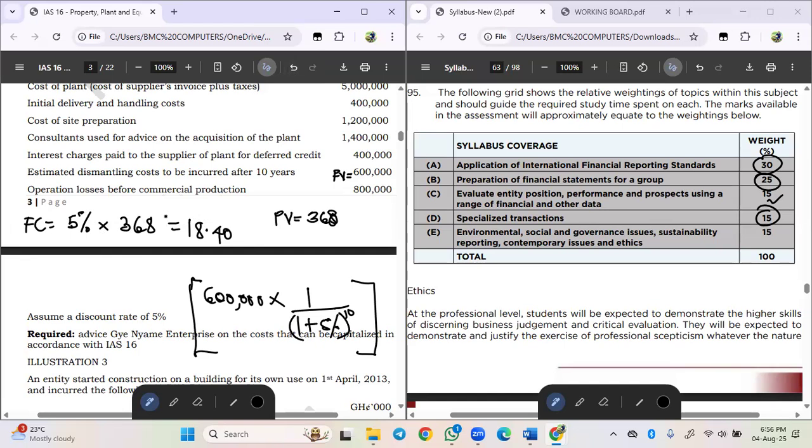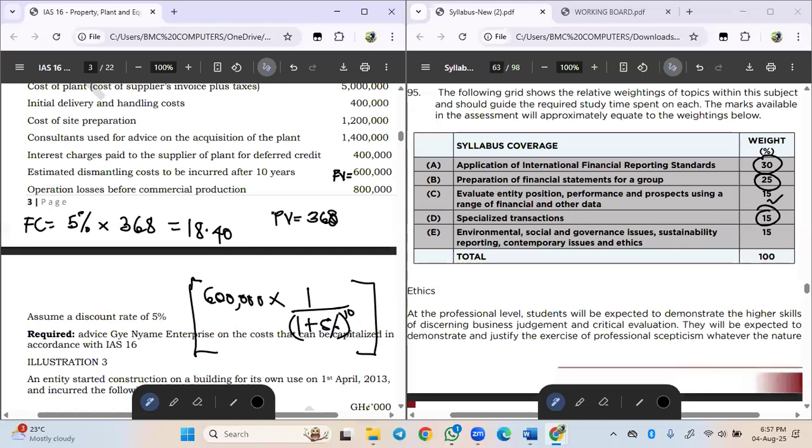But this one is not needed here. You do it well when we are doing consolidation, so you don't worry. This 18.4, you send it to the P&L as finance cost. And when you are doing the statement of financial position, you add this 18.4 to the present value of 368 as non-current liability. You don't worry if you don't understand it here. I will explain it better when we get to the consolidation.